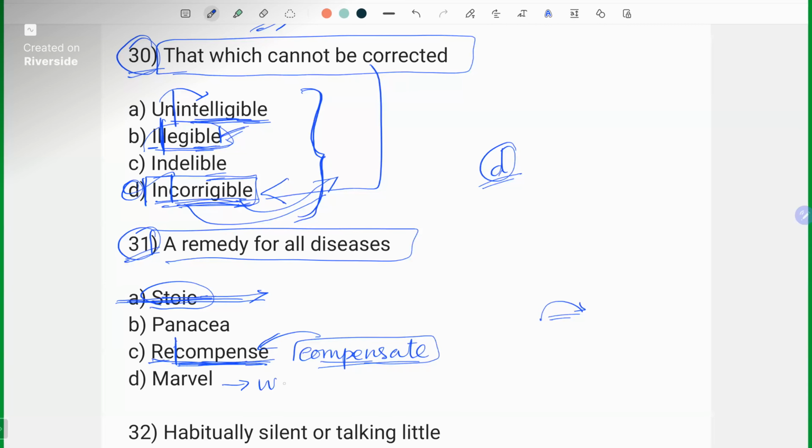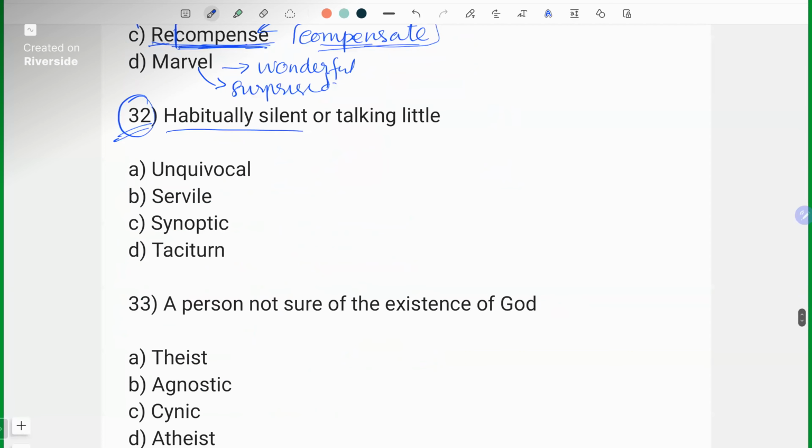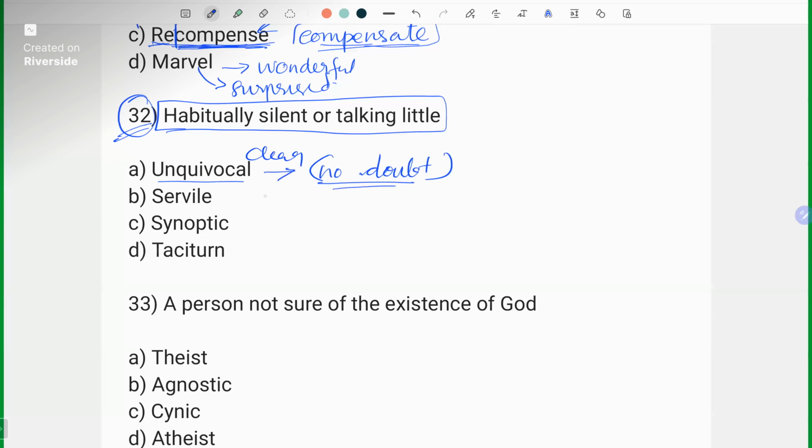Marvel அப்படின்னா to wonder, something which is wonderful, to get surprised, that is the meaning. Marvel na, you know, education is the panacea for all inequalities or all social evils. Okay, panacea means a remedy, an antidote. Habitually silent or talking little. See, unequivocal is no doubt, clear. That is the meaning.